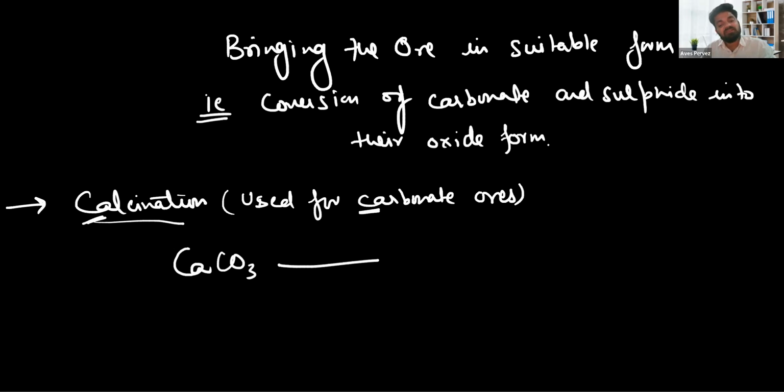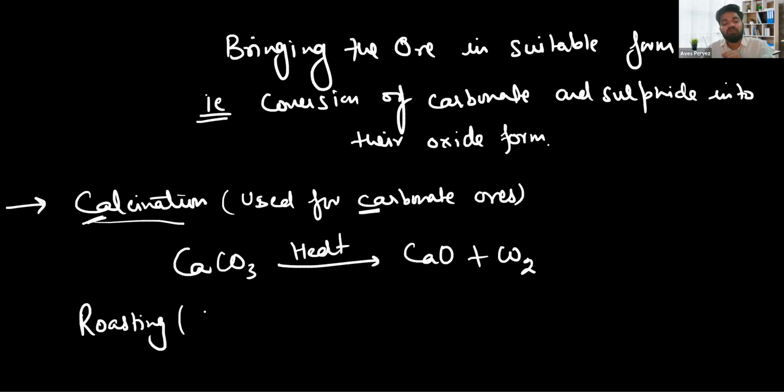And what we do here is we heat the carbonate ore in the absence of air. We are not giving extra oxygen here. Why? Because it is already oxygen rich. CaCO3 on heating gives CaO plus CO2. Just heat it and this carbonate ore will get converted into its oxide form. And the next one is roasting.